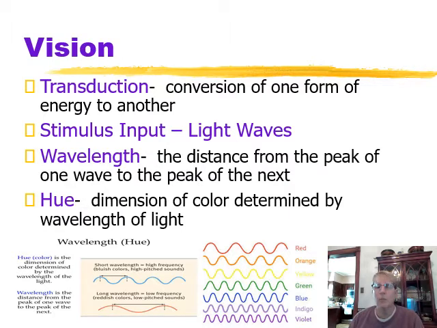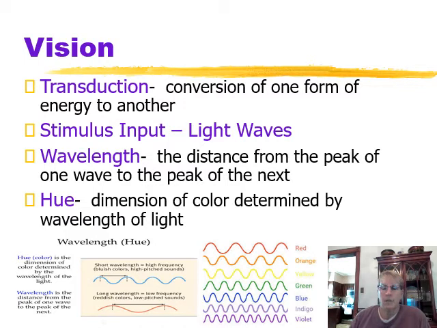In vision, the stimulus input or the energy is light waves. Now, you know about the electromagnetic spectrum. Basically, the light energy that we can pick up or detect with the human eye is visible light or white light. So we can't detect everything along the electromagnetic spectrum, but we can detect visible light or white light.